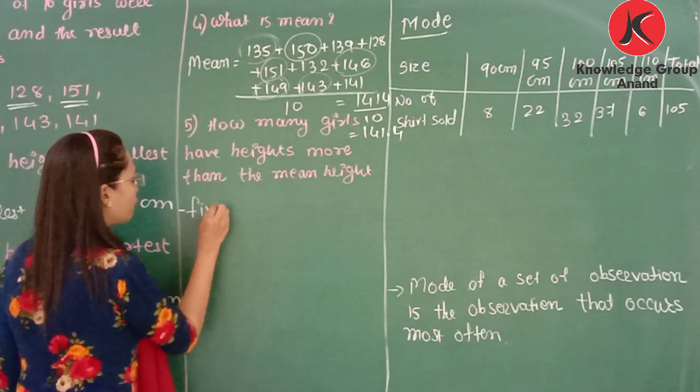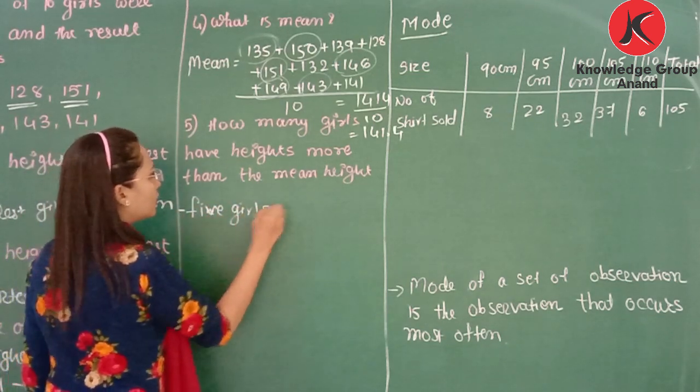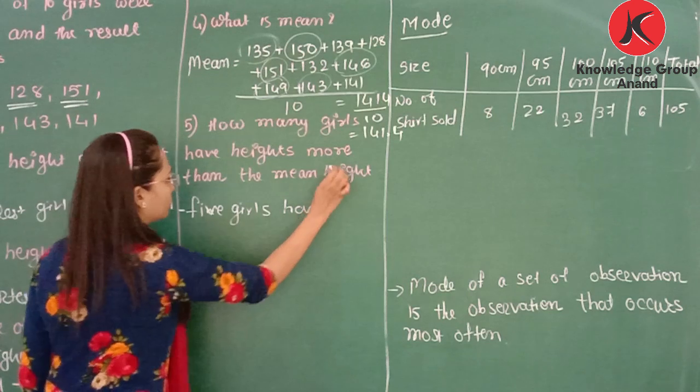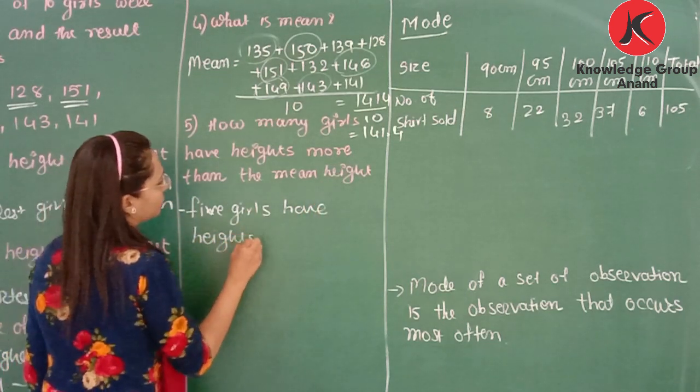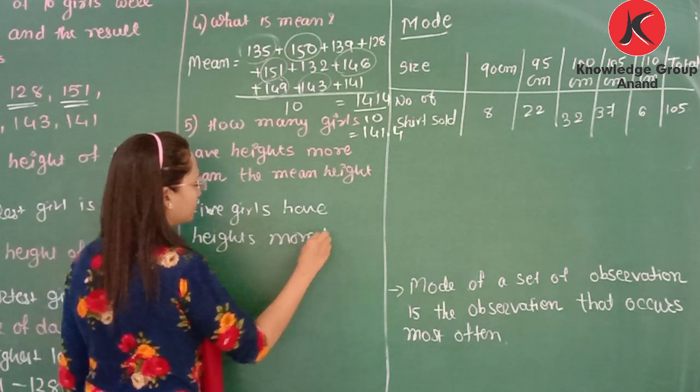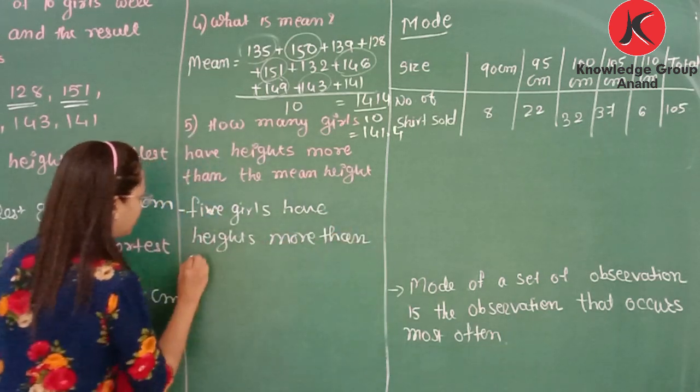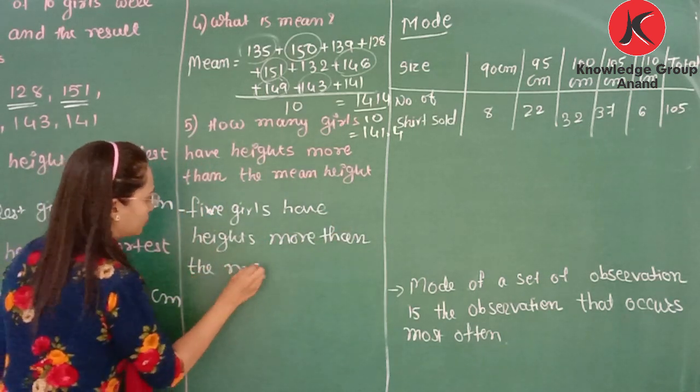So you can write 5 girls have height more than the mean height.